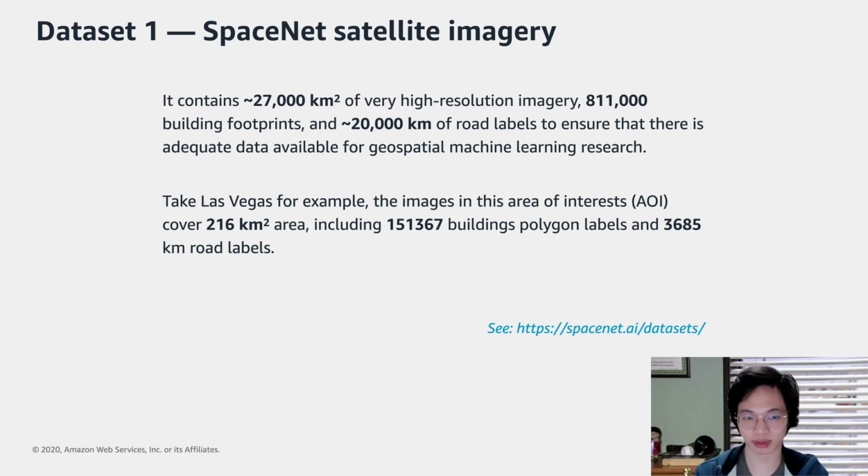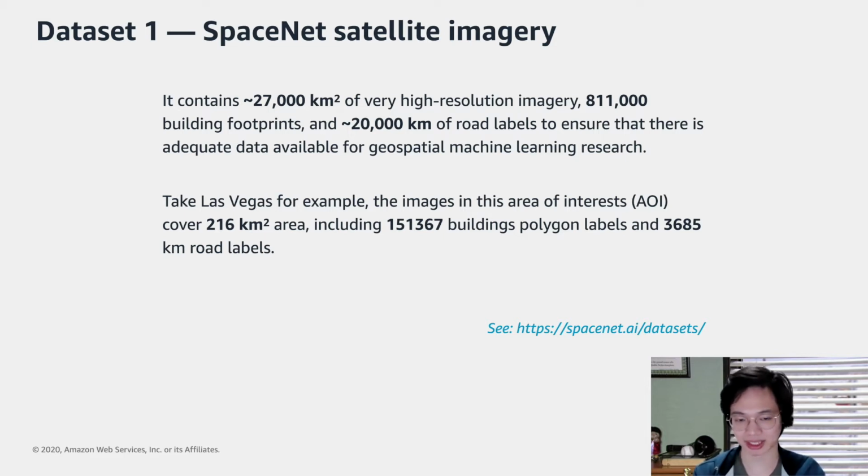It contains over 27,000 square kilometers of very high resolution imagery. That's a large area. In total, there are 811,000 building footprints and about 20,000 kilometers of road labels to ensure that there is adequate data available for geospatial machine learning research. So for machine learning research, we not only need the images, we also need high quality labels to train a model to do something. We all have access to various sources of imagery, but SpaceNet is one of the few image providers who also give you the annotation labels.